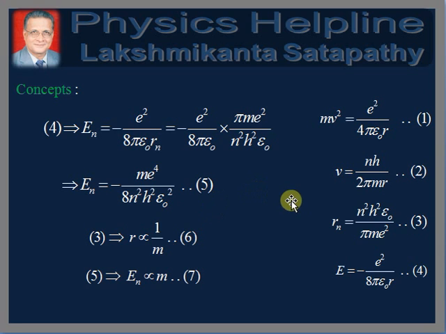Now from equation 3 we get Rn is proportional to 1 by m, and from equation 5 we get En is directly proportional to m.